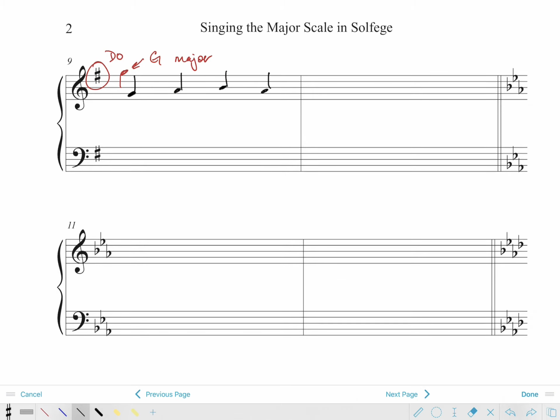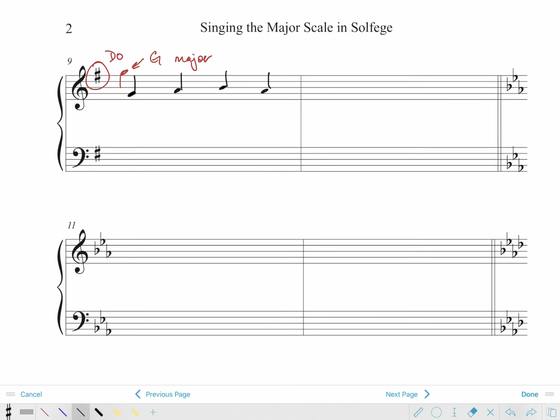Hopefully you identified this note here as do, and the one next to it is an E, which should have been la. The C below it should have been fa. The D above that should have been sol. Ti, re, fa, mi.